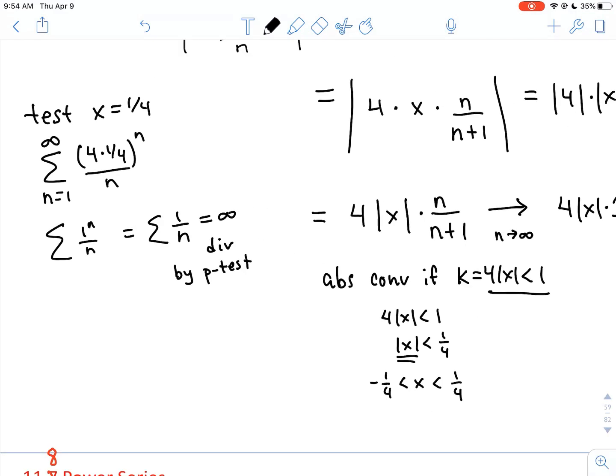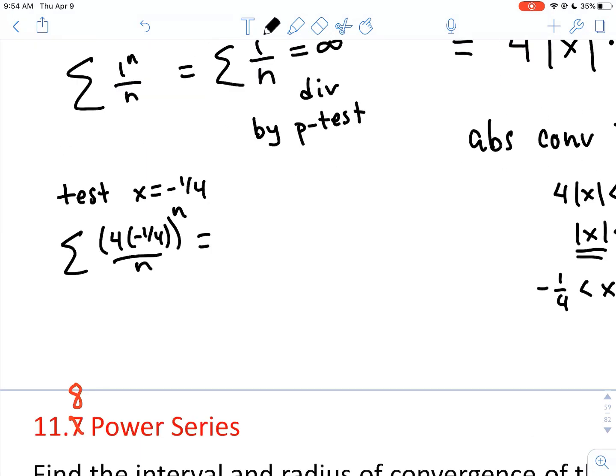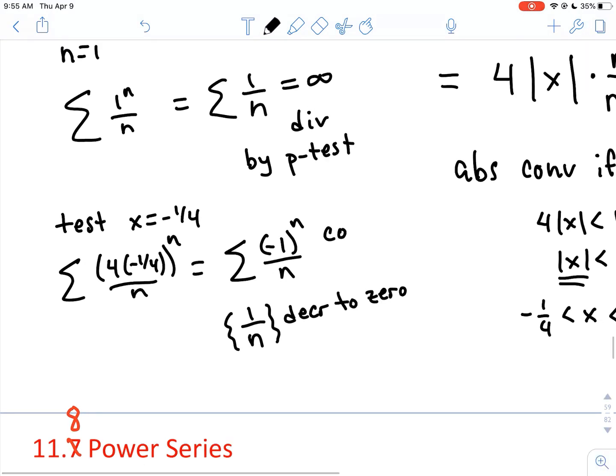So let's see what happens when x is negative 1/4. Rewrite the series. Well, 4 times negative 1/4 is negative 1. This is a negative 1 inside the parentheses, not a positive 1. This produces an alternating series, and therefore you focus on the non-alternating part. This does decrease to 0. So this converges by the alternating series test.